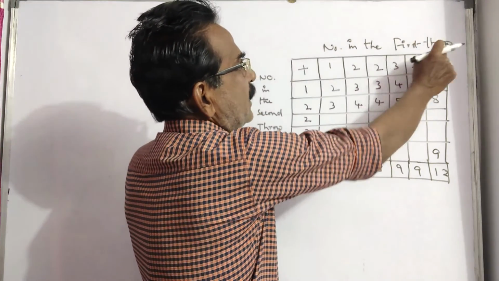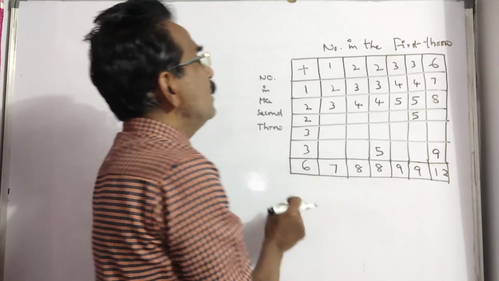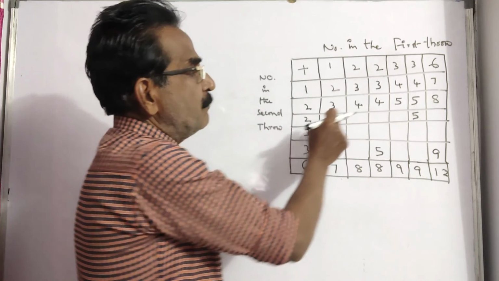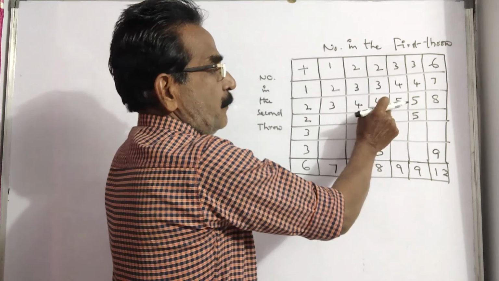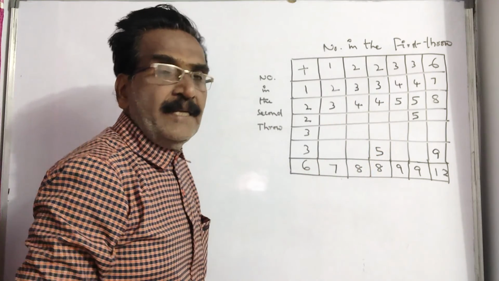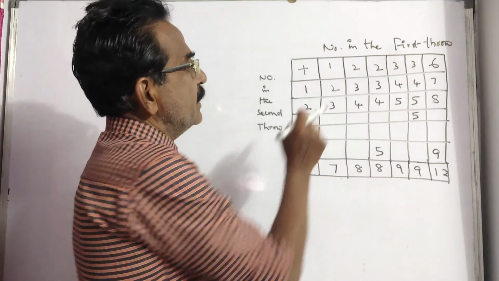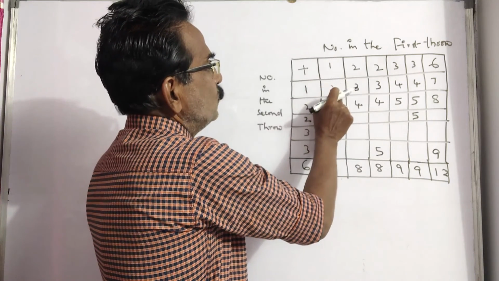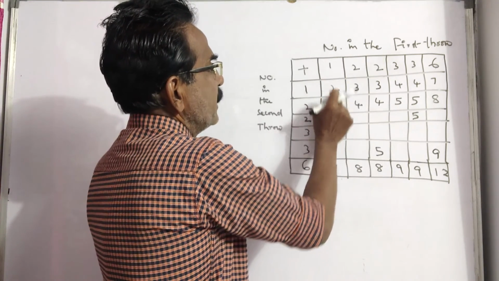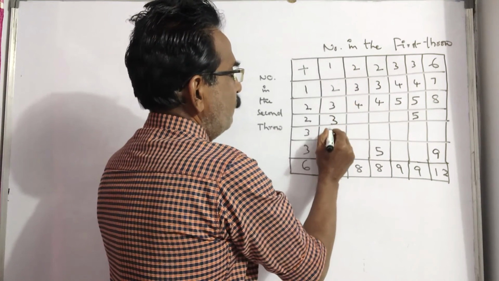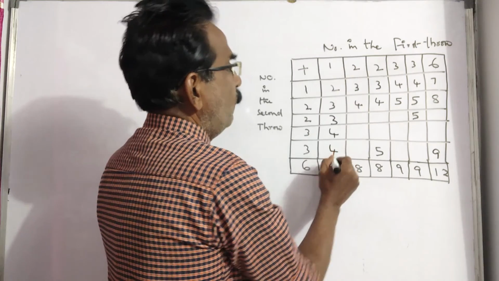Now let us complete this table. Horizontally, that is the number in the first row, and vertically, the number in the second row. Some sums have been given in the problem and we have to complete the remaining sums. 1 plus 1, 2. 1 plus 2, 3. Next 1 plus 2, again 3. 1 plus 3, 4. 1 plus 3, 4.